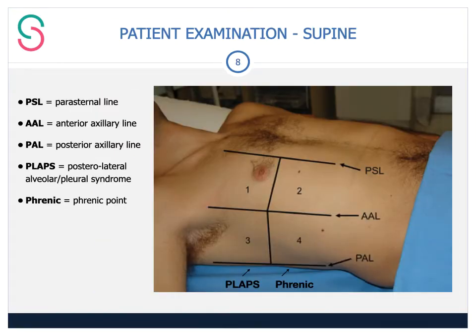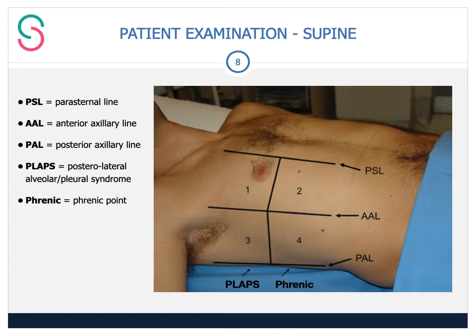In the supine position, it's harder to examine the posterior chest, but you can divide the hemithorax into 4 zones: superior, inferior, anteriorly, and laterally. And the most lateral and posterior examinable section can be divided into the Plapp's point and the phrenic point.